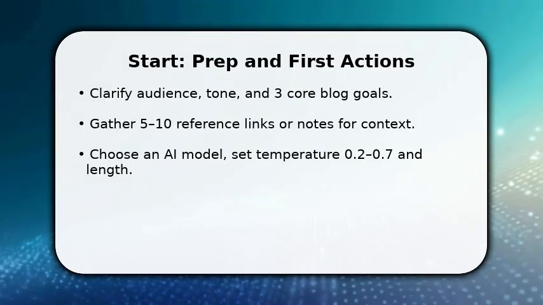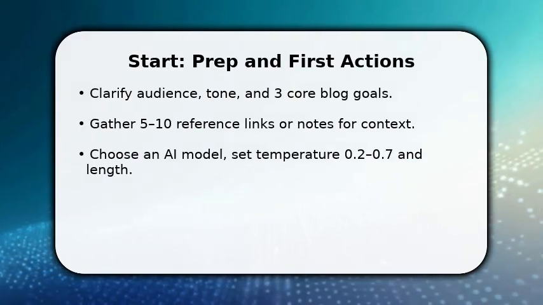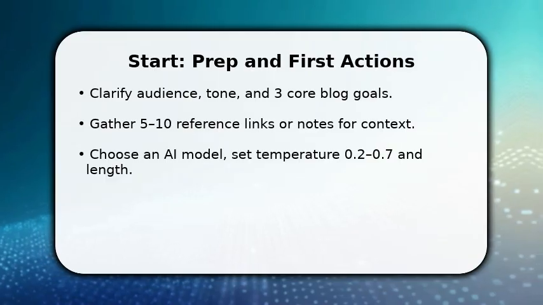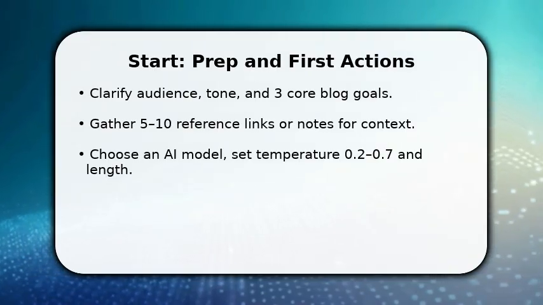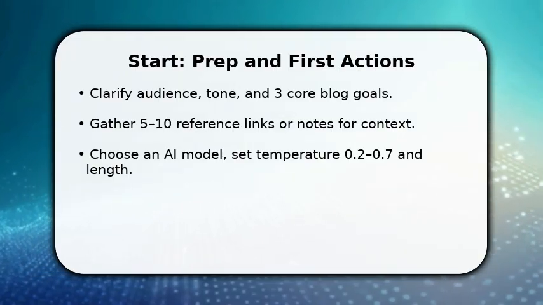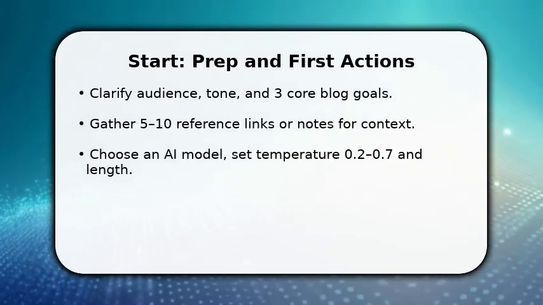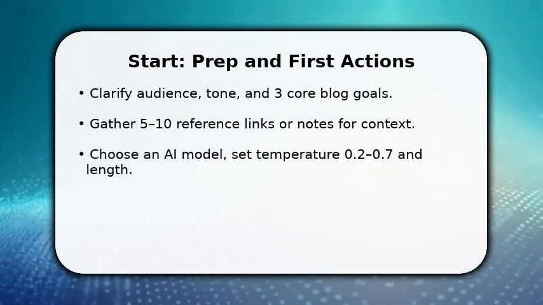You begin by locking down audience and 3 concrete goals. This shapes everything. Once done, assemble 5-10 reference items so the AI has context. Then pick your model and set generation parameters, temperature lower for accuracy, higher for creativity. Make sure to draft a focused brief, topic, target keywords, desired structure.